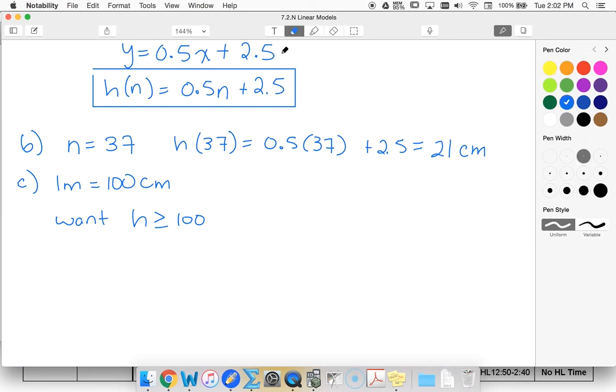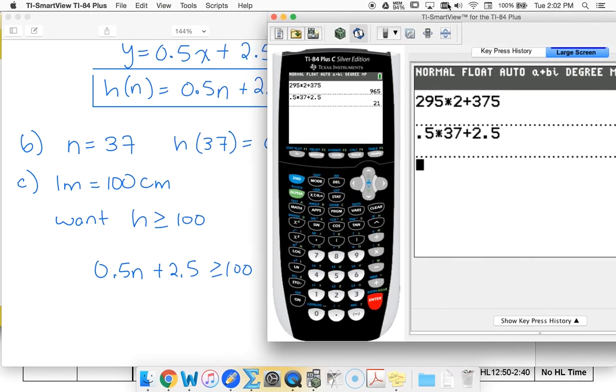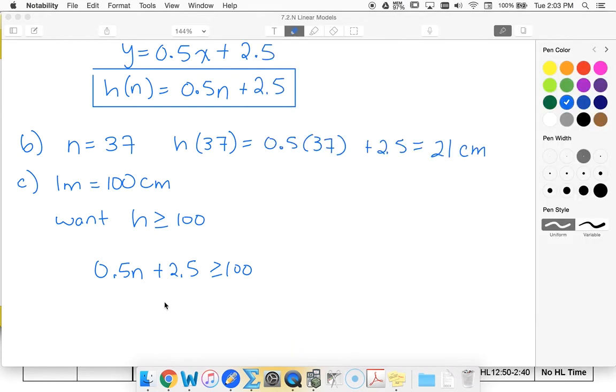So first I need to replace this with my equation. So 0.5n plus 2.5 greater than or equal to 100. So I'm going to solve this. I'm going to take 100 and subtract 2.5. And then I'm going to take this number and divide by 0.5. And I get that my number of days has to be greater than or equal to 195.